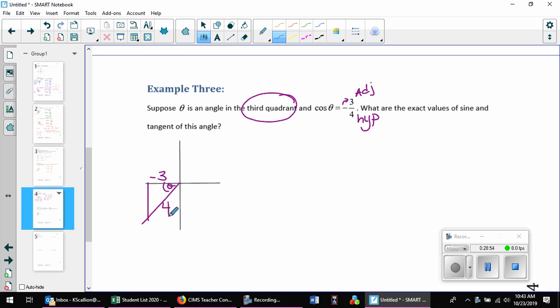You're also in quadrant 3. So we know both our x and our y coordinates should be negative, right? Okay, so I have to find the opposite side. So Pythagorean theorem. No? You can't find. Okay, that happens. No big deal.